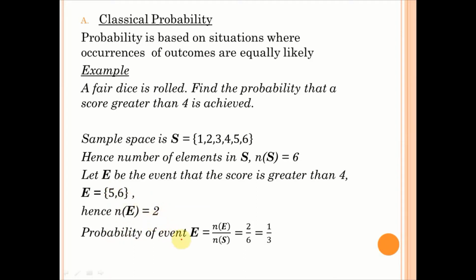Therefore, the probability of the event is the number of elements in the event that we want divided by the number of elements in the sample space: 2 over 6, which is 1 over 3. Therefore, the probability of getting a score greater than 4 when we roll a fair dice is 1 over 3. Okay.